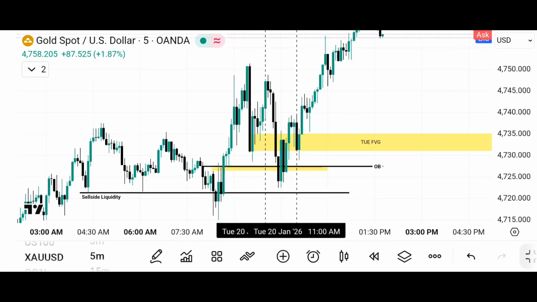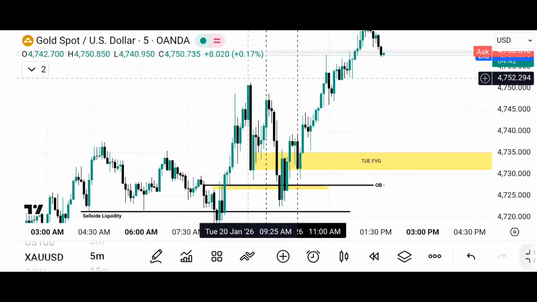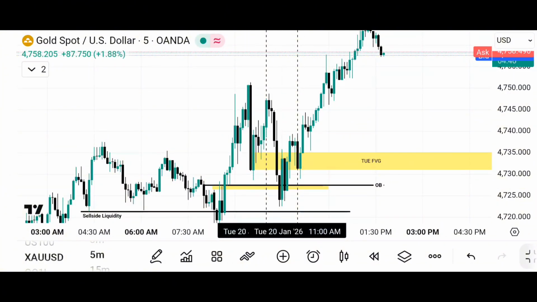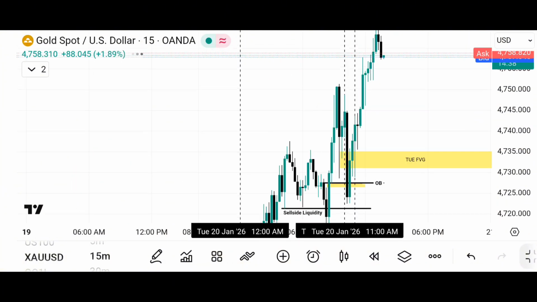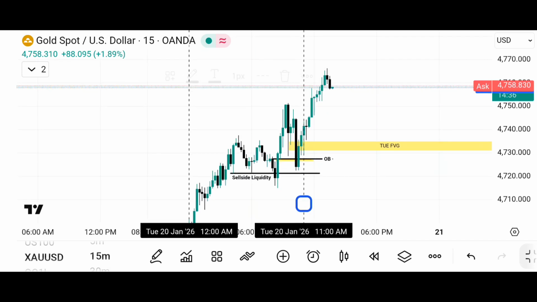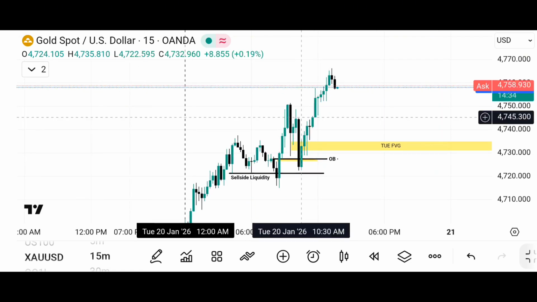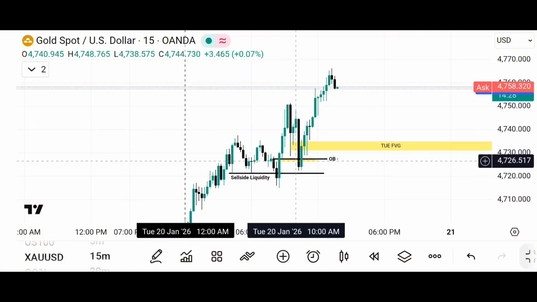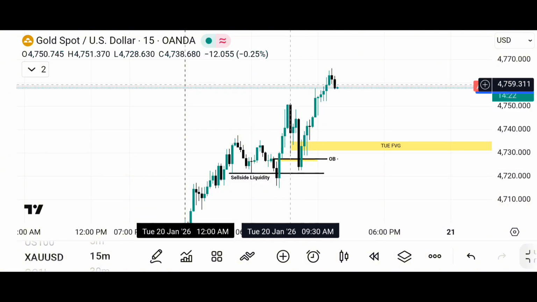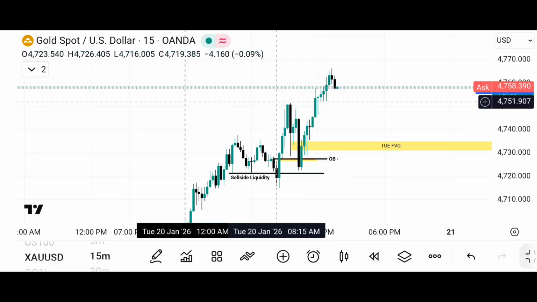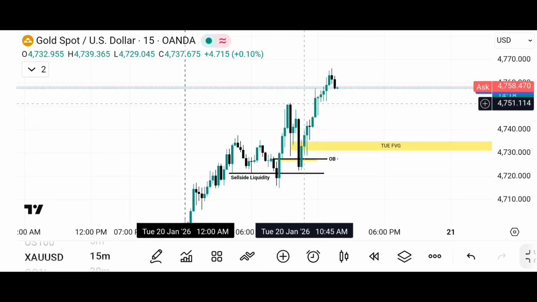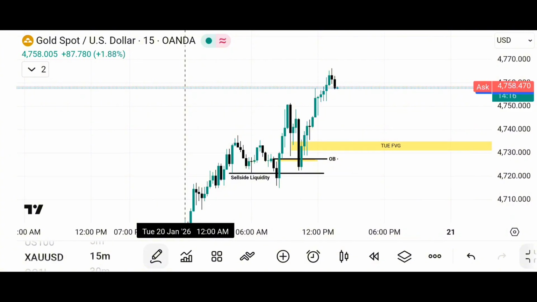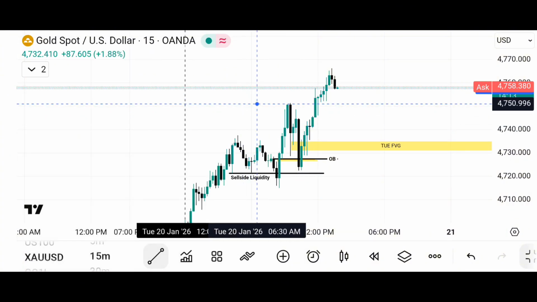Okay, to take out what? Buy side liquidity. Where is buy side? This is buy side. See this high price has created after this rally up and coming down. This is the buy side. So there are actually buy stops resting above price here. Okay, so this is buy side liquidity.